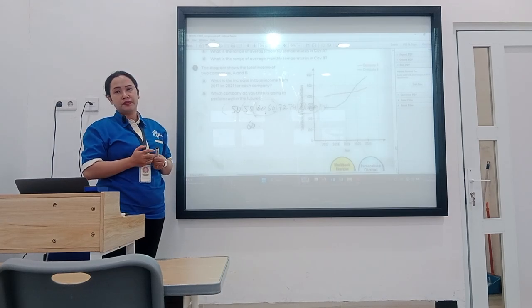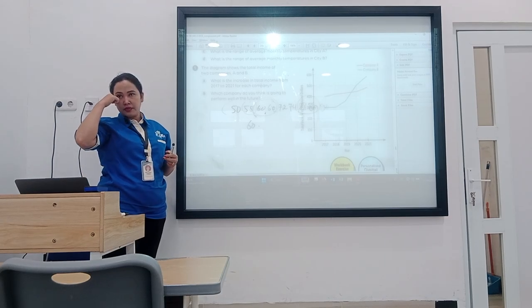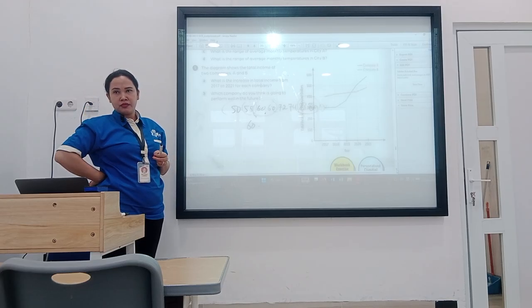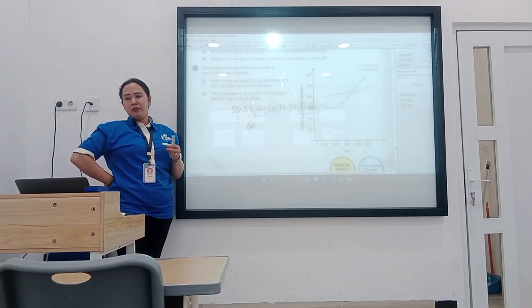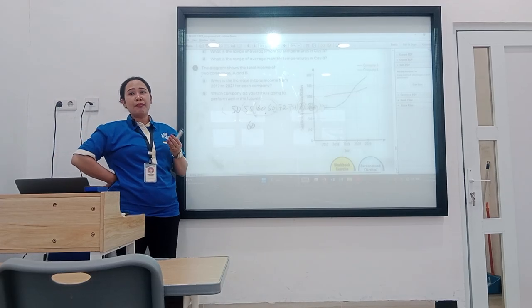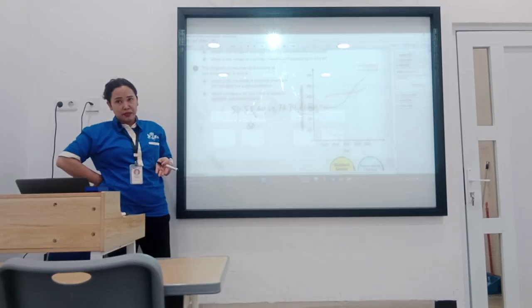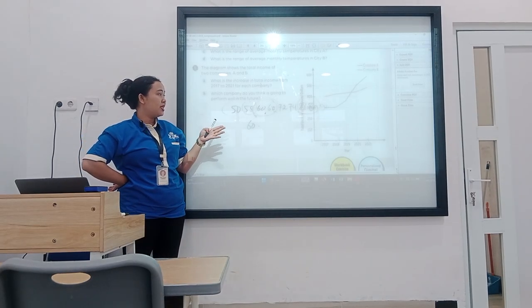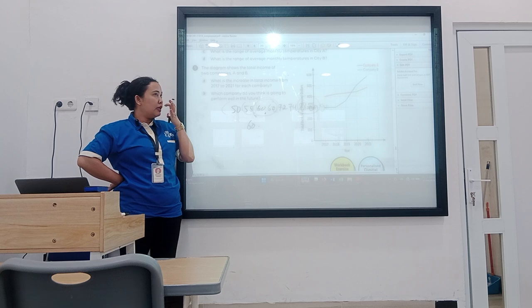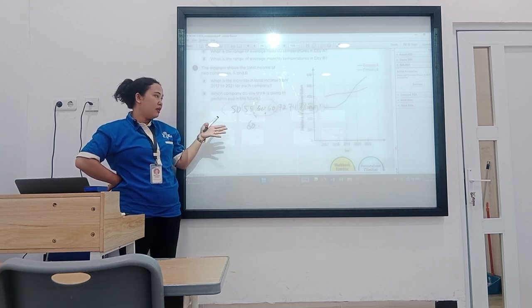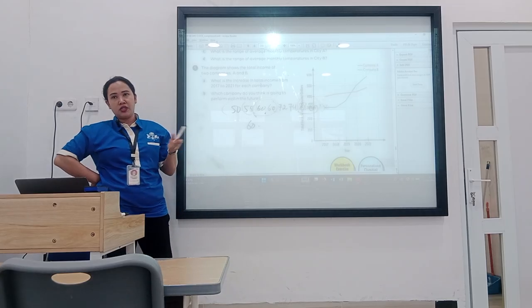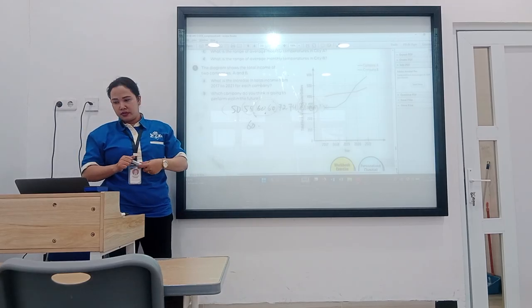Okay, Miss. The function? The function of the mean, median, and mode. The function of the mean is to find the average value of the data. For the median, we want to see the middle value of the data. For the mode, we want to see the numbers that appear the most. That's the function. Okay, Miss, thank you for your explanation.